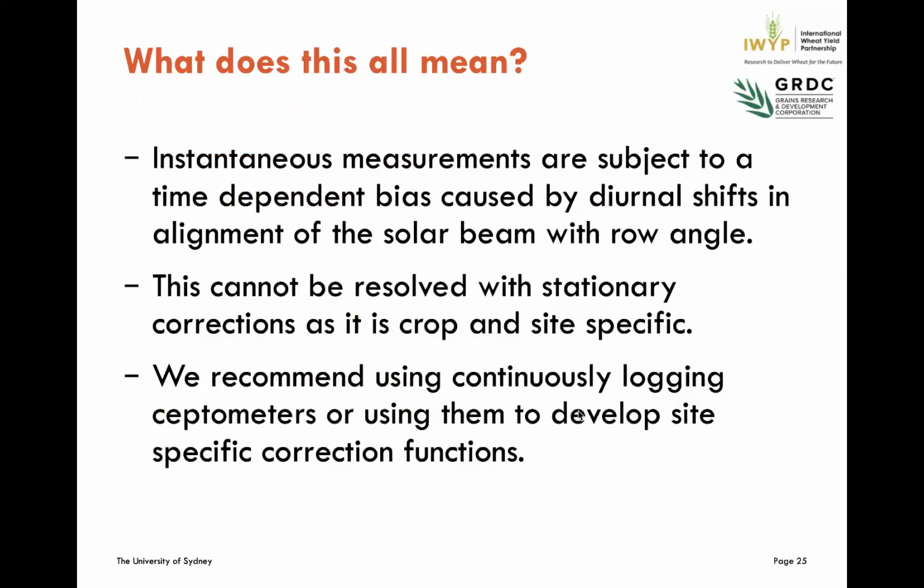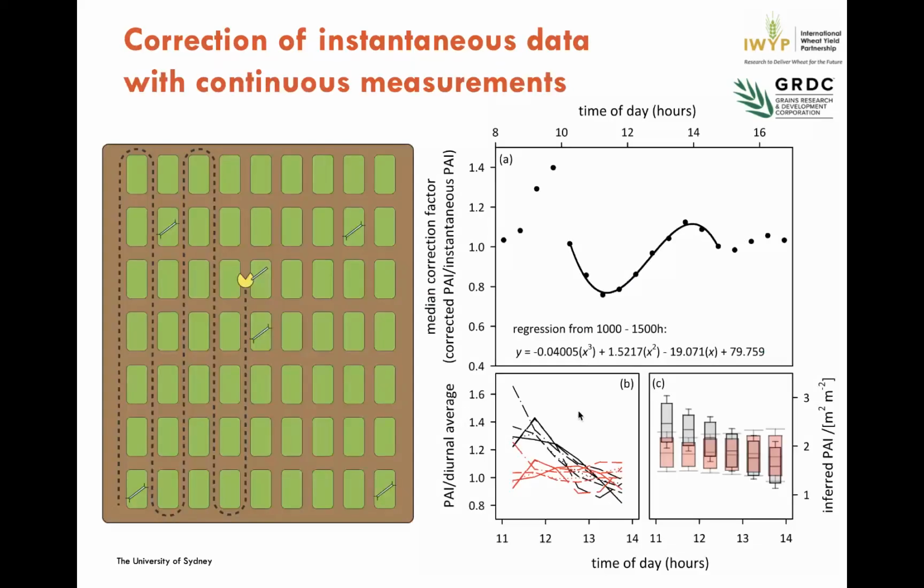So what we would ideally recommend is that everyone was using continuously logging ceptometers in all of their plots. But this isn't going to be feasible for everyone. But we would recommend putting some out into some plots to develop site-specific correction functions for the crop species that you're wanting to measure. And that will look something like this.